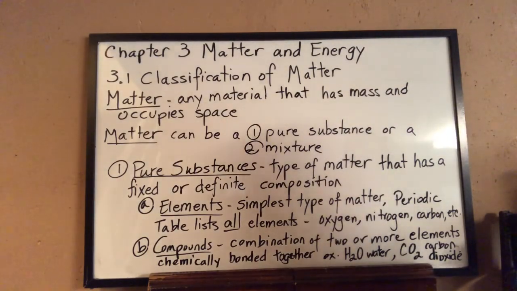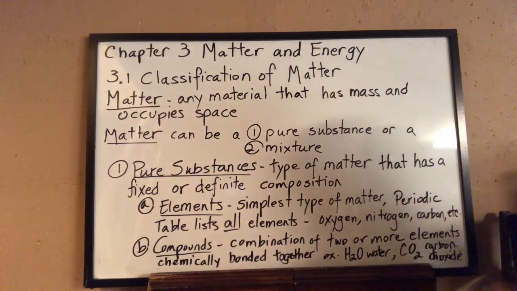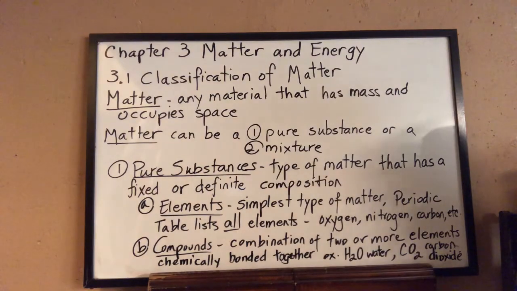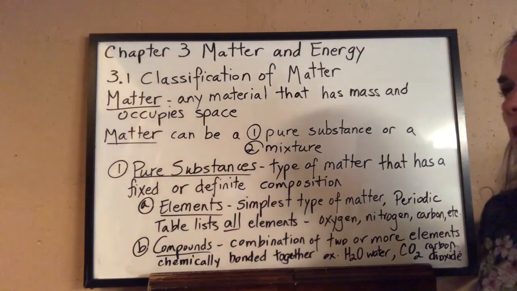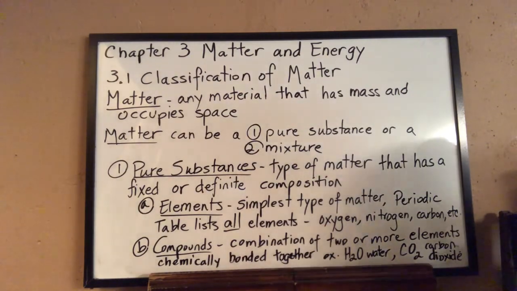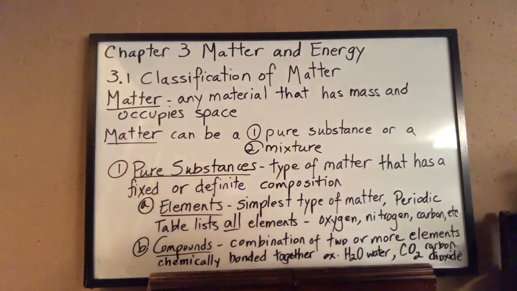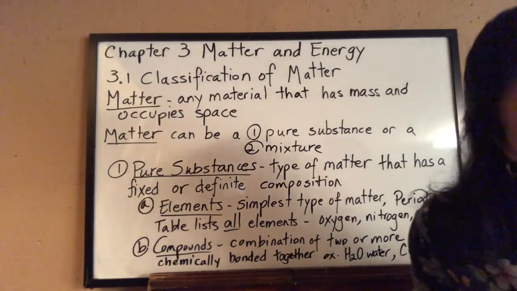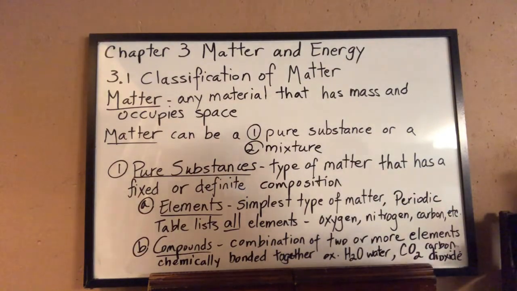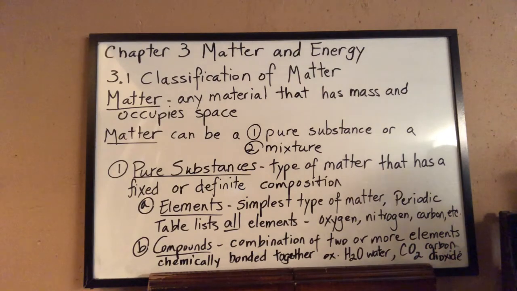And just for example, oxygen, nitrogen, carbon. Oxygen has the symbol capital O, nitrogen capital N, carbon capital C. And then you have some other elements that are listed with two-letter symbols, such as aluminum, which would be capital A, lowercase l, and so forth. Like I said, we're going to talk more about the elements in the periodic table in chapter 4. But elements are the simplest type of matter.